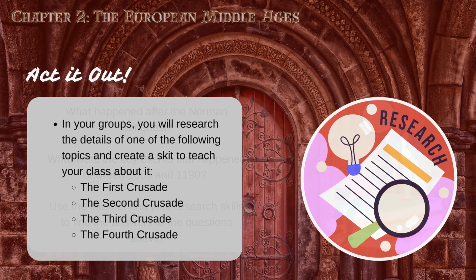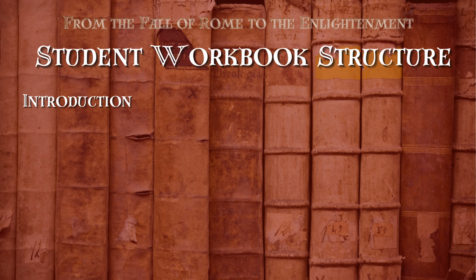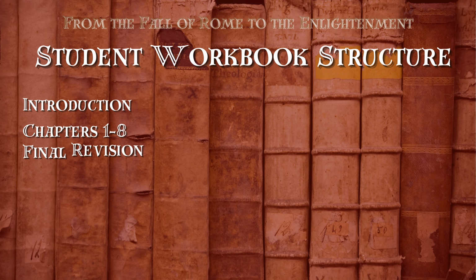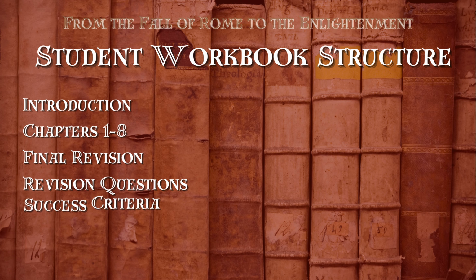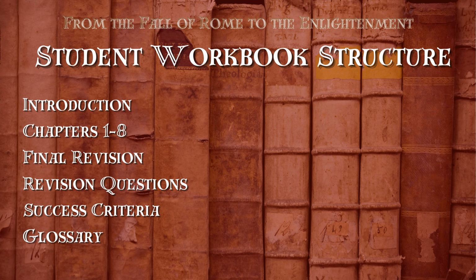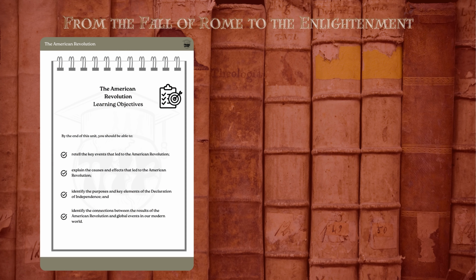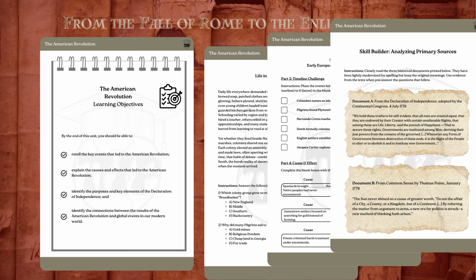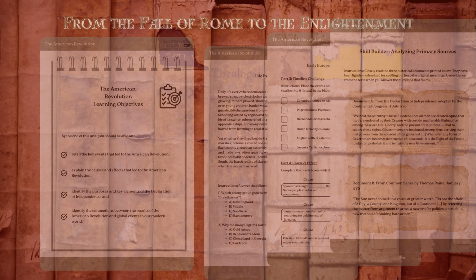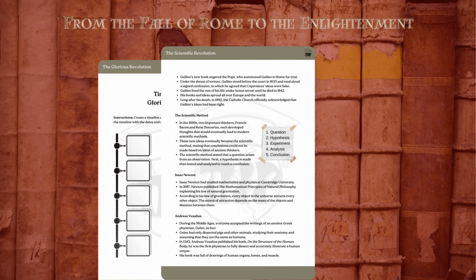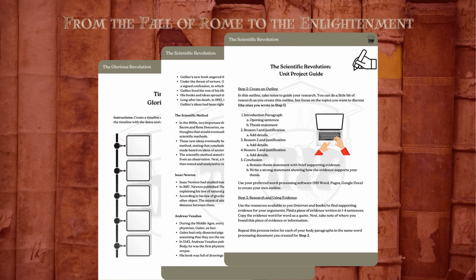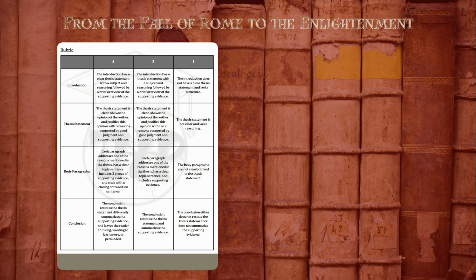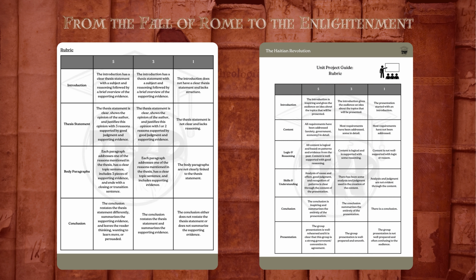As for the student workbook, it starts with the introduction, followed by chapters 1 to 8, a final revision guide, revision questions, and success criteria, as well as a glossary. Each chapter in the workbook starts with the chapter's learning objectives, followed by learning activities that correspond with the digital book. Each chapter ends with an end-of-chapter revision, an end-of-chapter activity, and many chapters end with projects. In some activities and all your projects, you will be graded according to a rubric. A rubric shows you what an excellent, average, and poor assignment will look like in short descriptions for each category. Your teacher will explain these to you when you get to them.